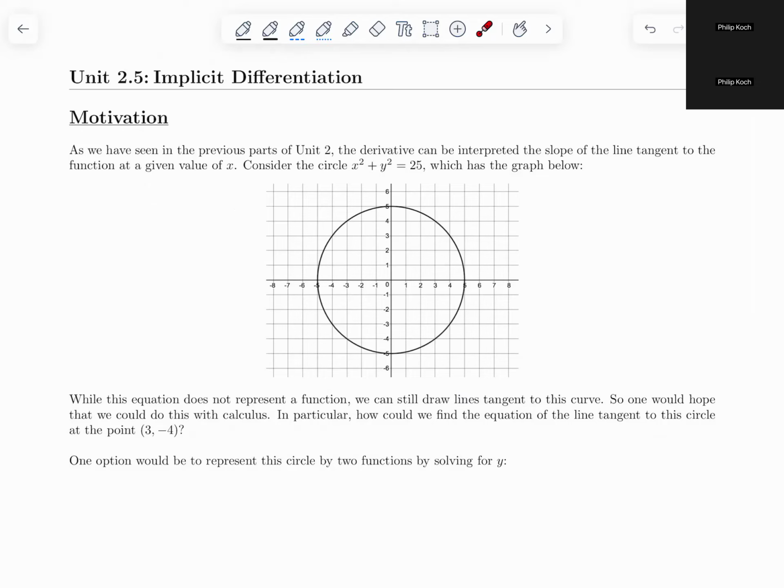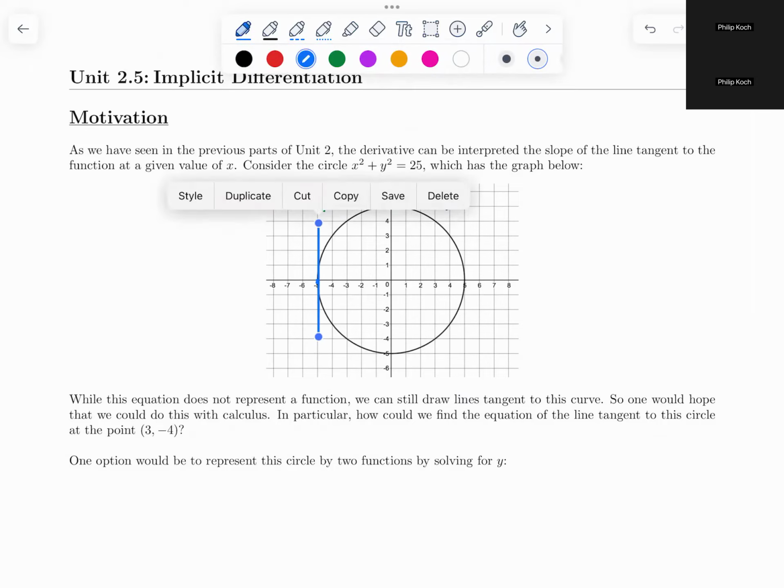But even though I don't have the equation of a function, I can still draw tangent lines to that, right? I can draw a tangent line right here. I can draw a tangent line right here, a vertical tangent line. That's a little weird, but I can do it. And then, heck, I can even do it at 3 comma negative 4, right there. I can draw a tangent line.